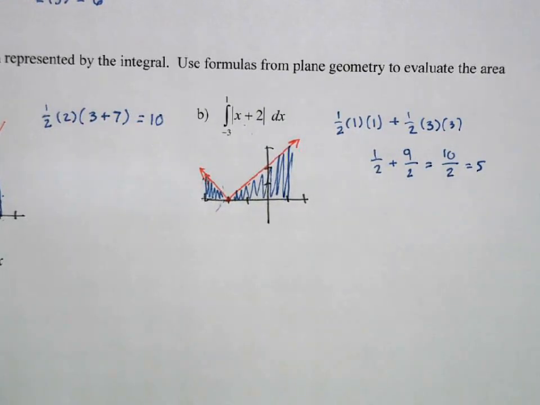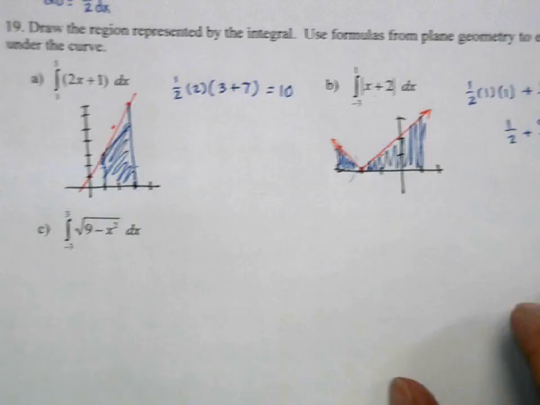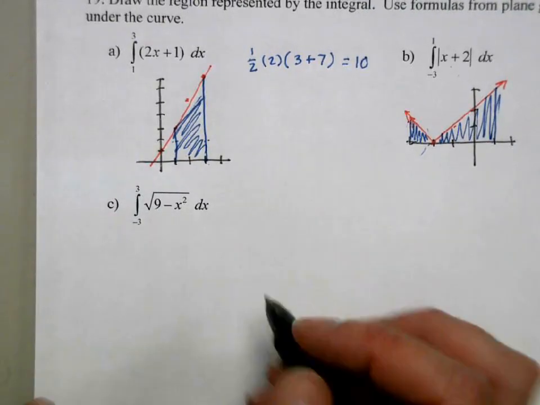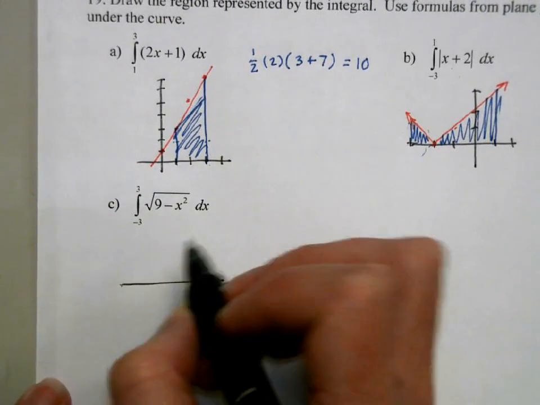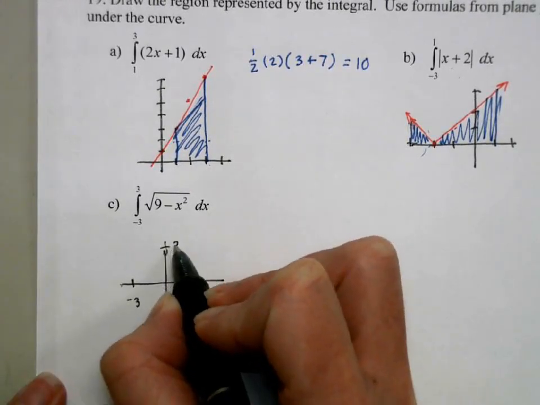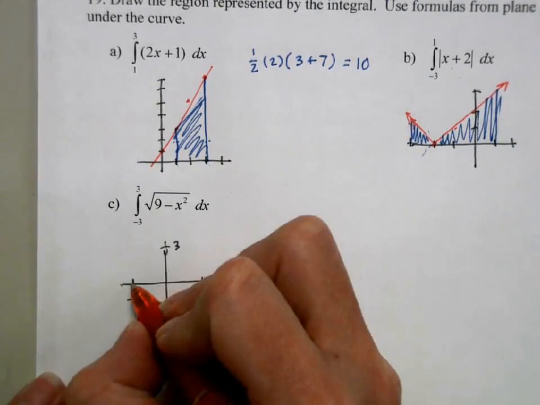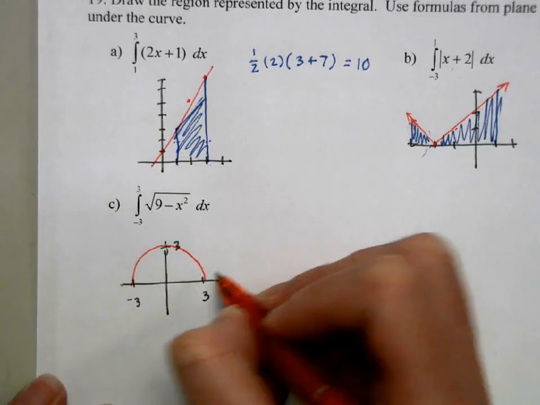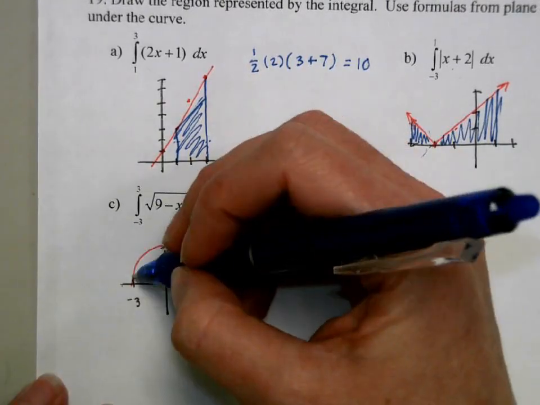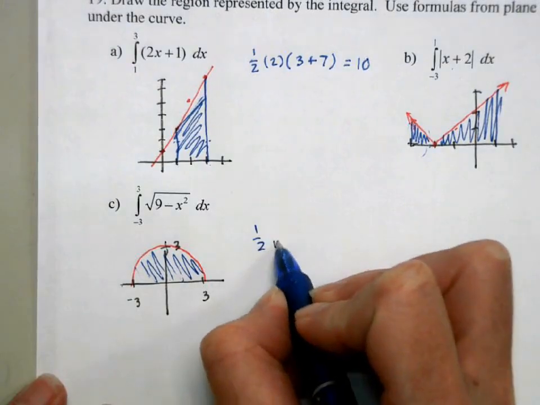Okay. The last one is a little bit tricky to recognize sometimes, but that is just a semicircle. We are integrating from -3 to 3. So we have 1/2 pi times 3 squared. 9 pi over 2.